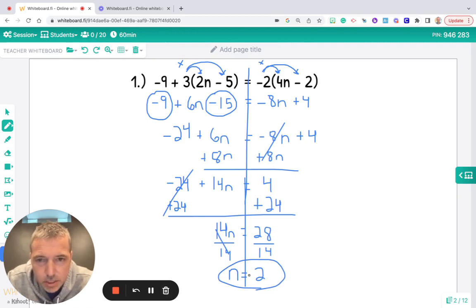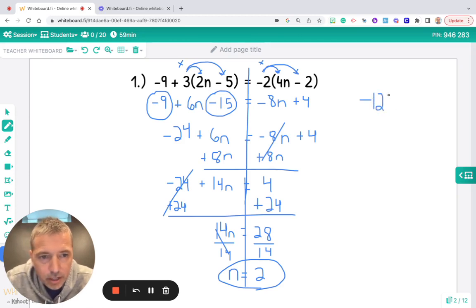Now, if we take that 2 and we plug it back in, let's see if it checks out. I'm not going to show all this, but if you check the work, it's going to work. So ready? We're going to plug this 2 in for this n here. So 2 times 2 is 4, right? 4 minus 5 is negative 1, so I'm in the parentheses here. 3 times negative 1 is negative 3, and negative 3 plus negative 9 is negative 12.